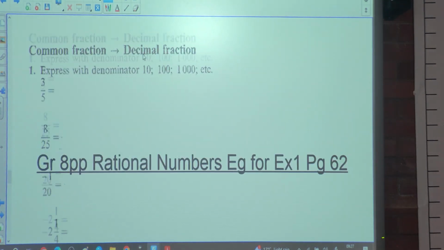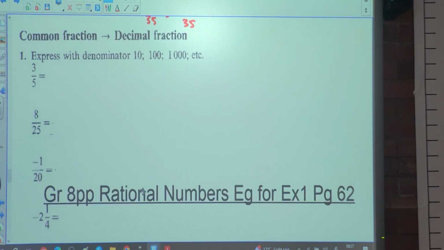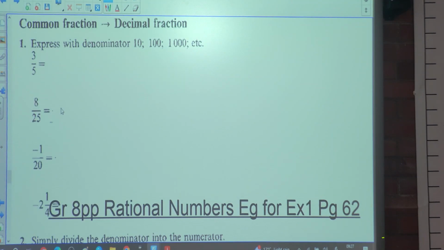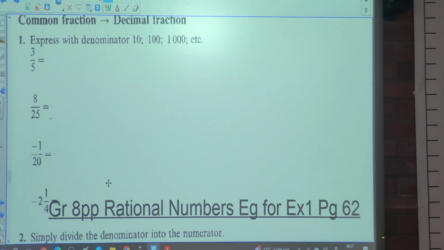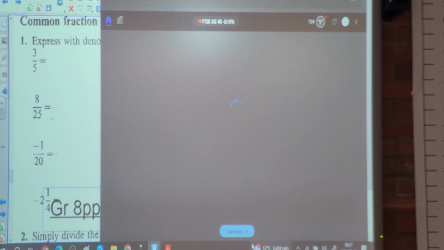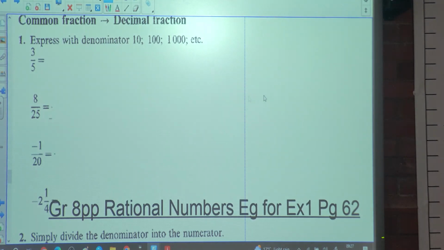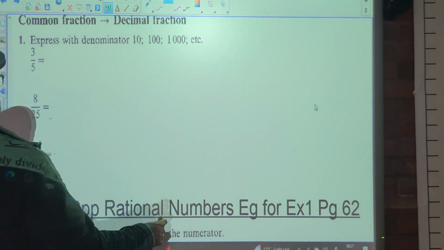Common fractions to decimal. We have done a lot of this already, so I'm just going to go through it quickly. Express with denominators of 10, etc. So if you're going to change it from fractions to decimal, it's going to be easier for us to write it in denominators of powers of 10. The denominators as powers of 10, which is 10, 100, 1,000, 10,000, 100,000, million, and so on. Okay, so it's 10 to the 1, 10 to the 2, and so on.